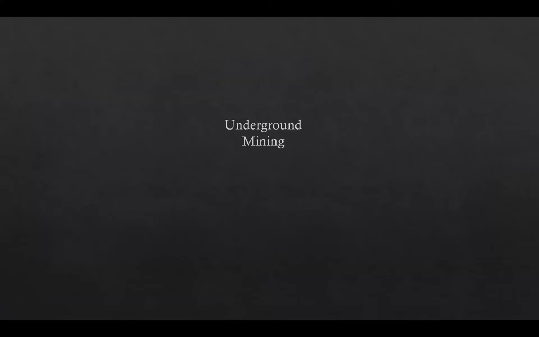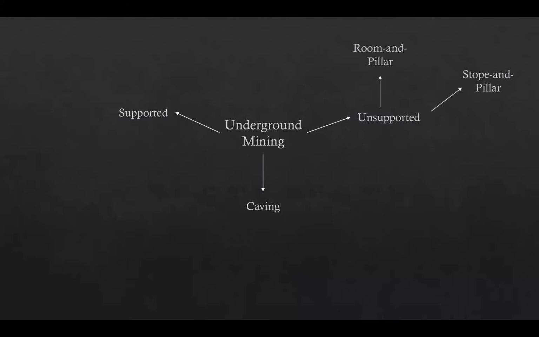There are several different methods of underground mining, which include unsupported, supported, and caving methods. The unsupported methods of mining are used to extract mineral deposits that are roughly tabular, and can be flat or steeply dipping, and are generally associated with strong ore and surrounding rock. These methods include room and pillar, stope and pillar, shrinkage stoping, and sublevel stoping methods.